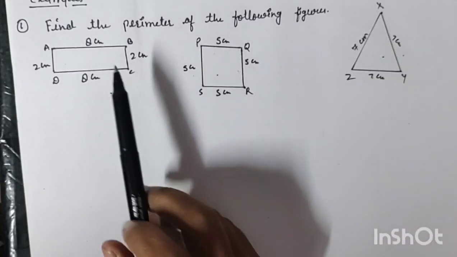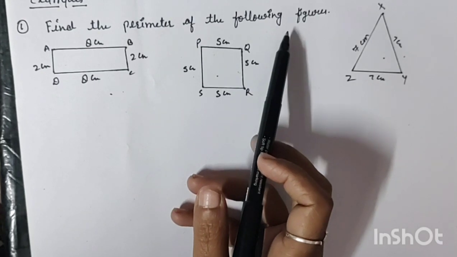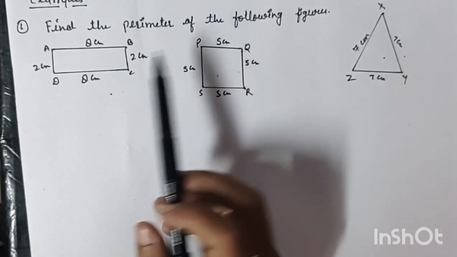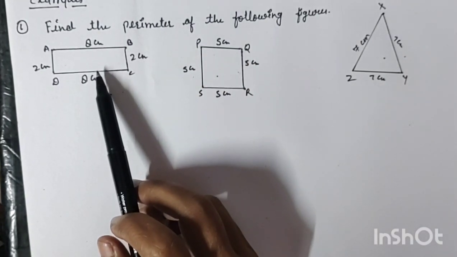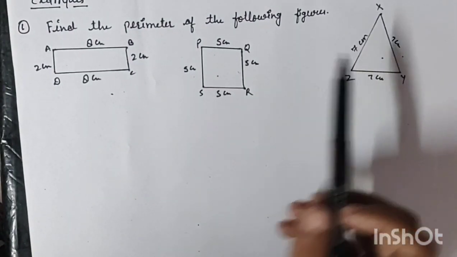Now come to the examples. Find the perimeter of the following figures. We have to find the perimeter of the given figures. The first one is a rectangle, the second one is a square, and the third one is a triangle.